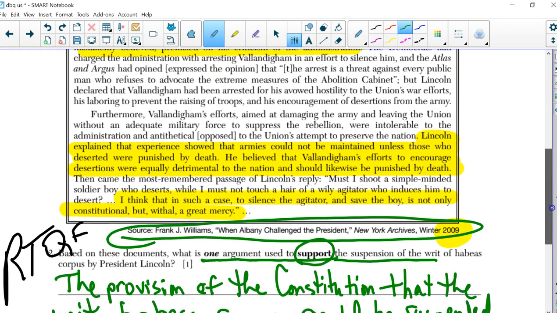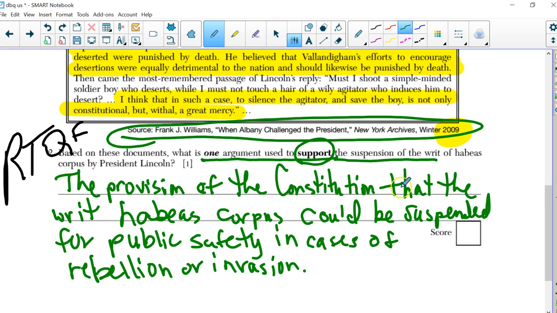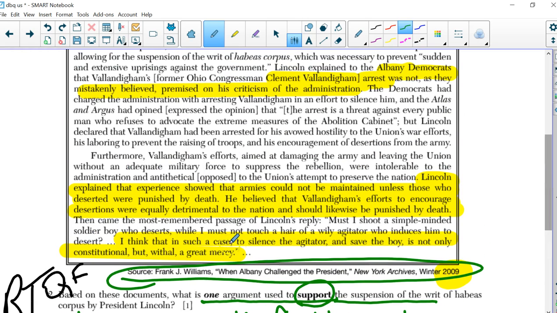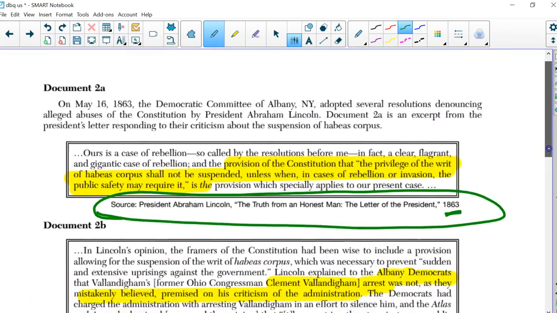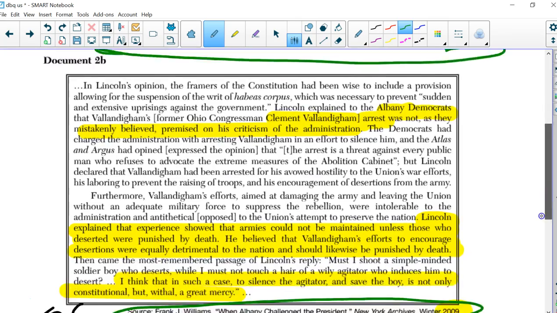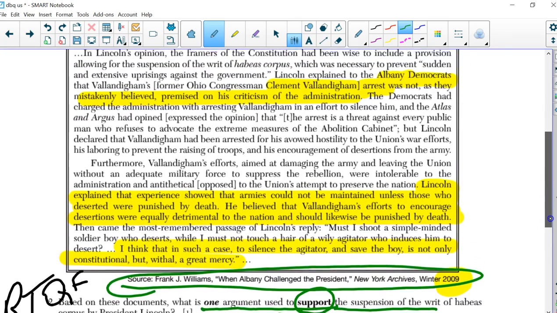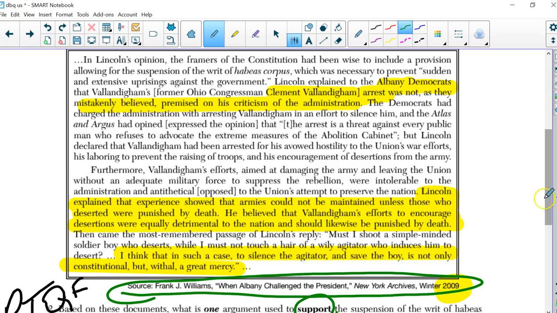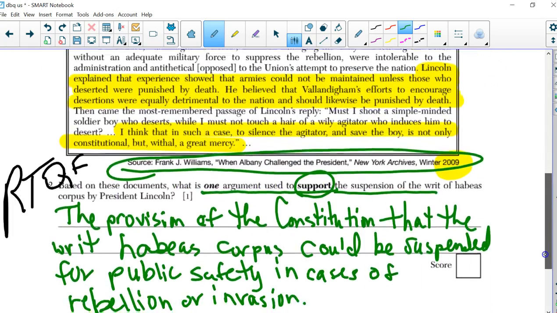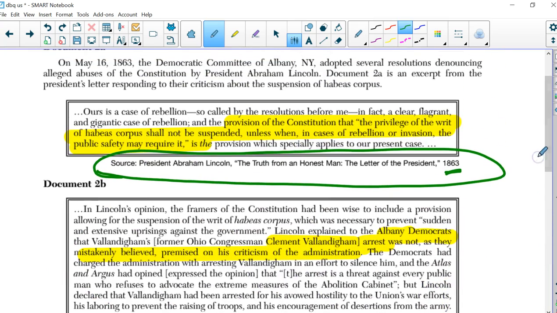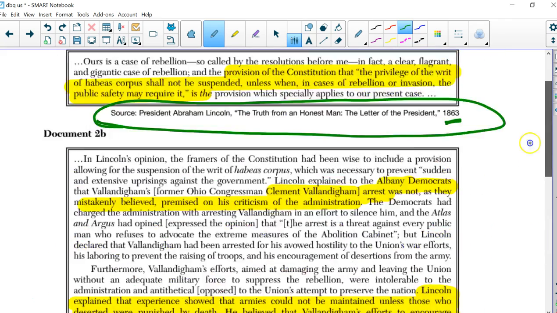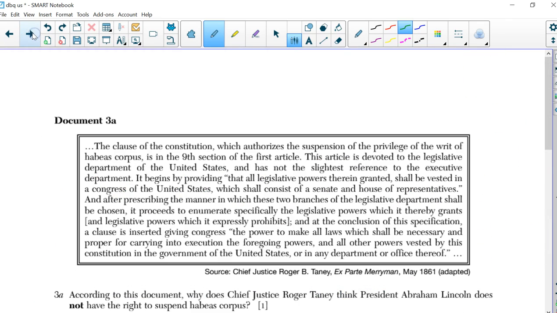Could you have used some of these other things, like this, silence the agitator? It's a great mercy instead of killing a boy who was brought to agitation by somebody. Sure, if you wanted to put that in your own words, or you wanted to cite something right out of this text, that would be fine. I think this one right here is probably the most straightforward, and it came right from Lincoln, and it came right from the Constitution. Okay? All right, let's take a look at what we have next.